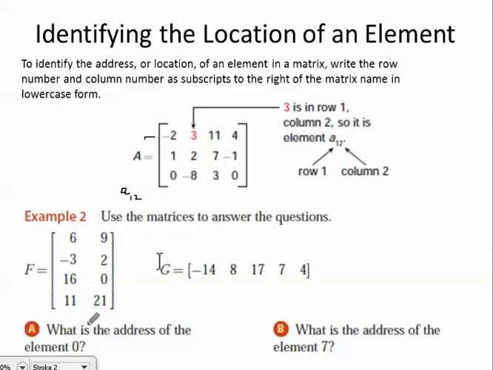So looking at this down here, if I wanted to find the address of the element 0, well, there's the 0 right there. It's in the 3rd row, so it's going to be lowercase f. It's going to be at position 3 because it's in row 3 and it's in column 2. 3, 2. If I was looking for the 7 in this matrix here, it's in the 4th column. So it's going to be lowercase g. It's going to be in row 1, position 4. Okay? That's how you find a particular address in a matrix.